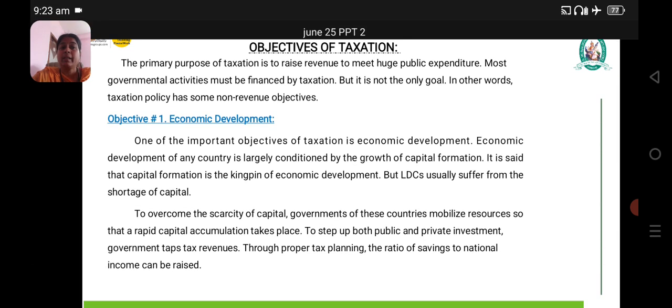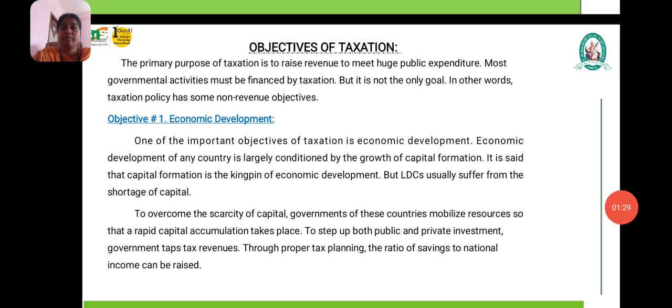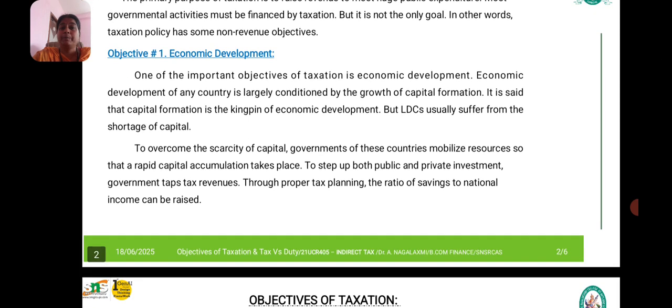But it is not the only goal. In other words, taxation policy has some non-revenue objectives also. Not only revenue objectives, there are some non-revenue objectives for collecting the tax. The first objective is economic development. What I said to you: the country should have economic development.